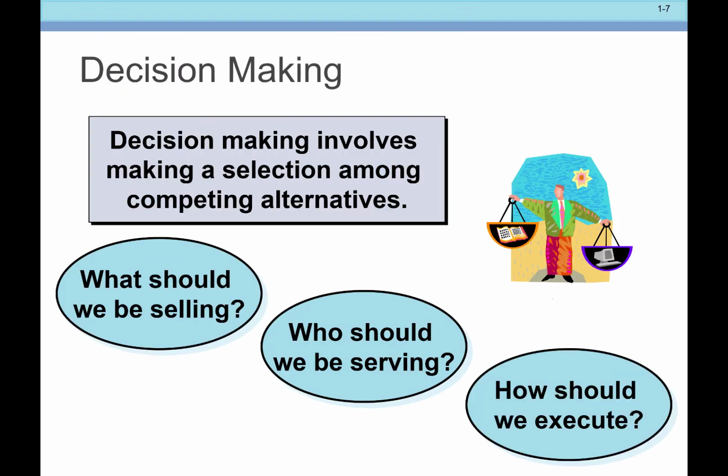Decision making is what we get into when we say, what should we be selling? What is the proper product mix? Who should we be serving? How should we execute our business strategies? I always want to say, who should we execute? But since we got who, what, and who up here, it's how should we execute?